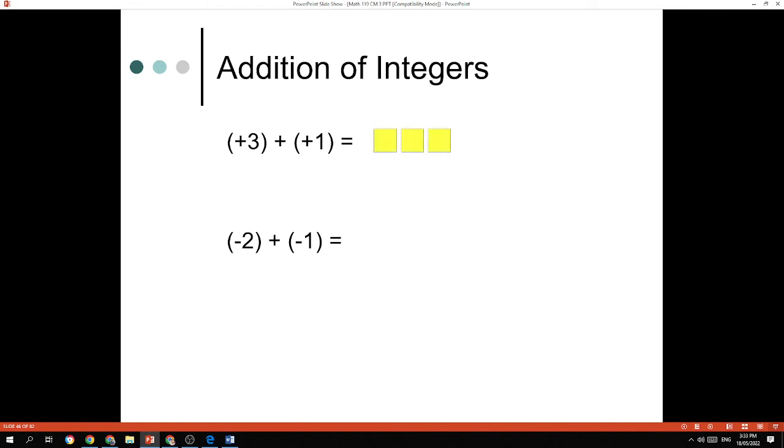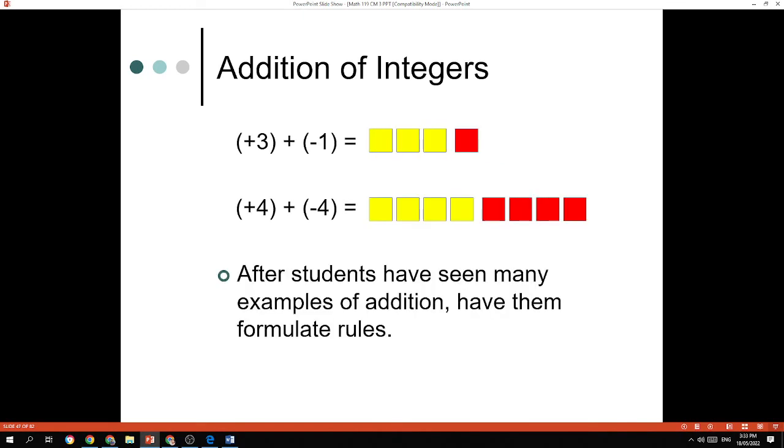So I'll be having positive 3 plus positive 1. That's how you model positive 3 plus positive 1. Same thing with negative 2 plus negative 1. So right away, the students can tell you the answer. Three blocks and one more, four yellow blocks, so positive 4. Three red blocks, so negative 3. Addition of integers.